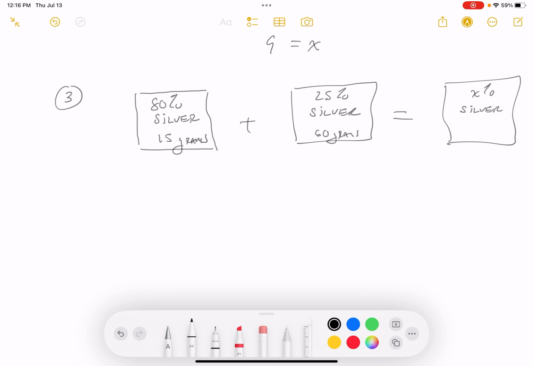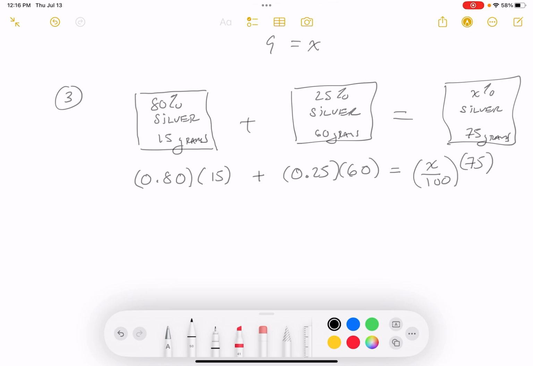How many grams do we have there? You have 15 plus 60, which is 75 grams. Well, let's write it down now. What are you going to get? You're going to get 0.80, that's the percentage, times 15, plus 0.25 times 60. And what does this equal? Well, X percent, so I'm going to write it as X over 100 times 75.